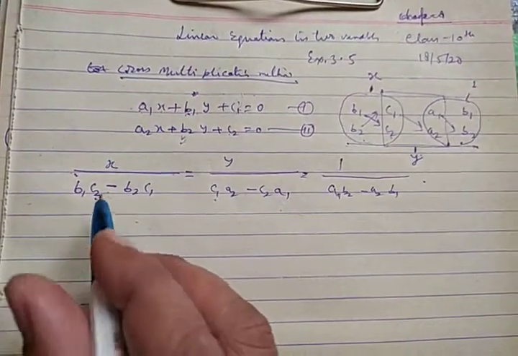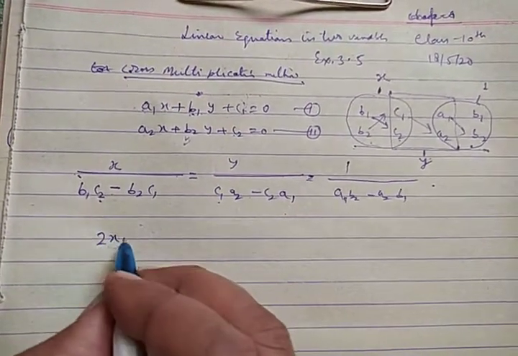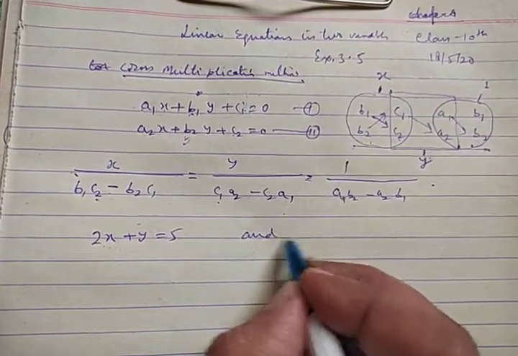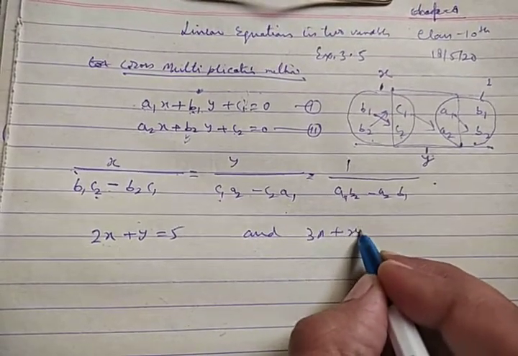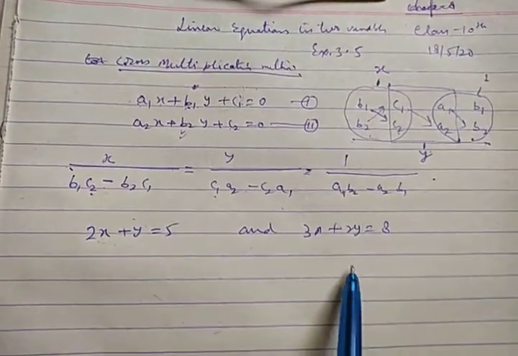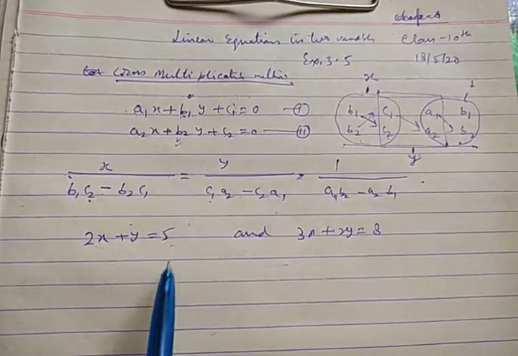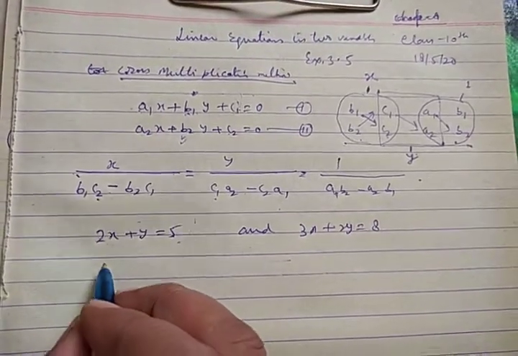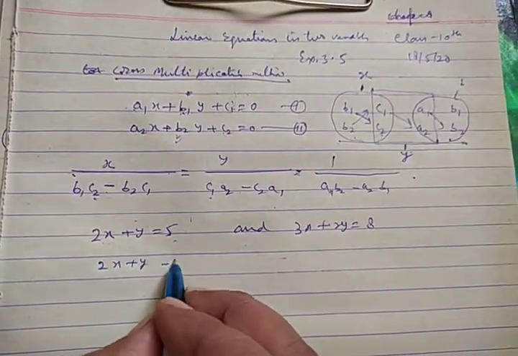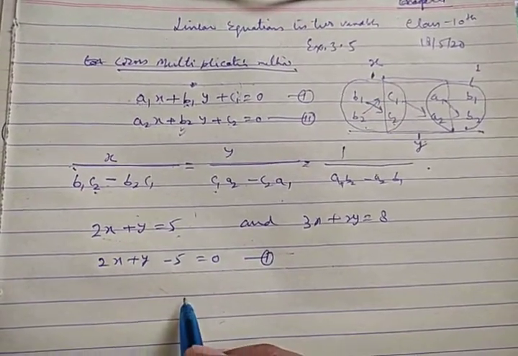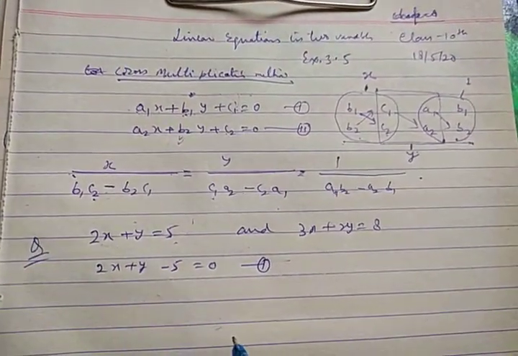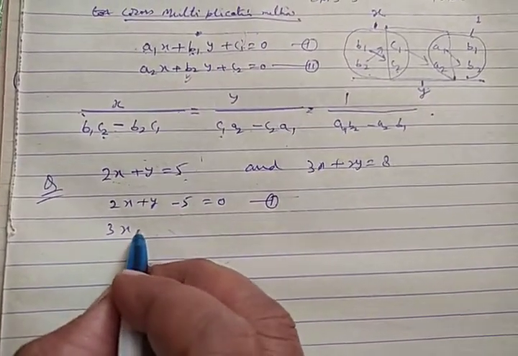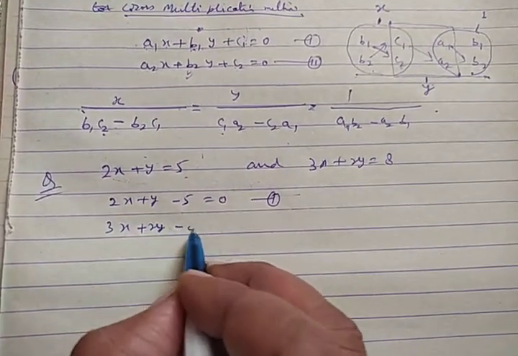Take the example, this is a question of the exercise. 2x plus y is equal to 5 and the next equation is 3x plus 2y is equal to 8. Now these equations are not in this format. For the sake of matching the format, you must shift 5 to the left side. Then 2x plus y minus 5 is equal to 0 is your equation 1. Whatever the question, you just match from your book. Again it is 3x plus 2y minus 8 is equal to 0.